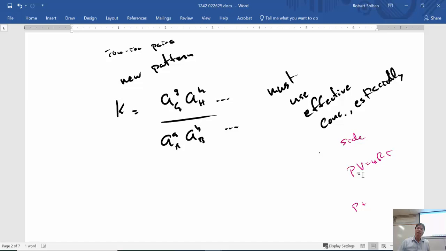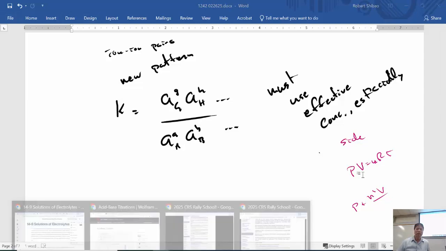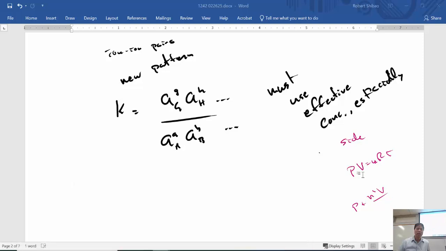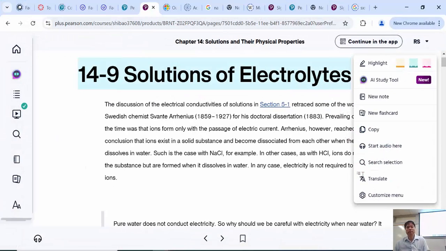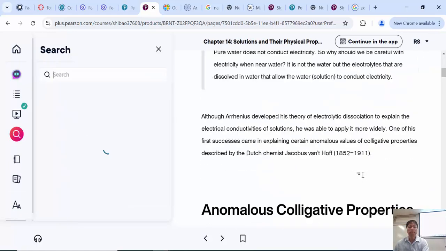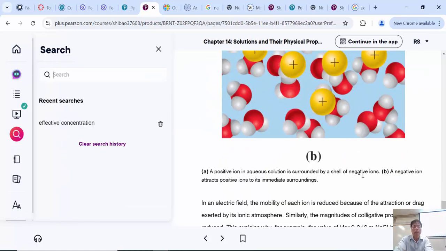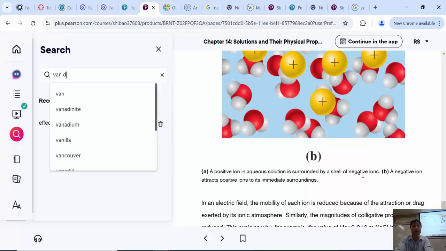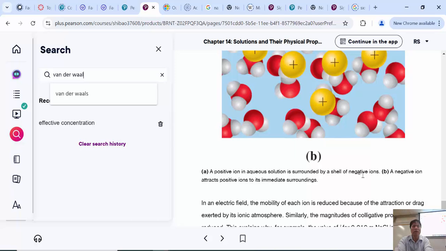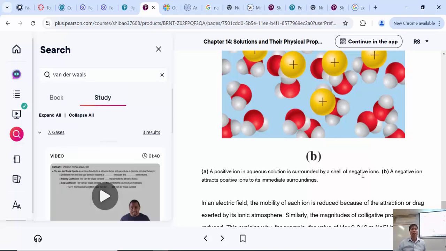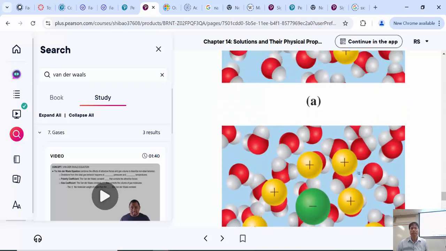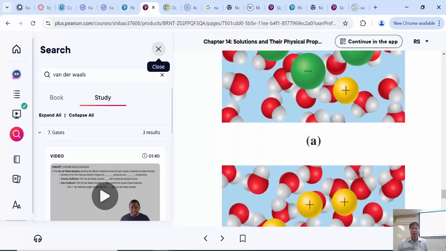It's like P plus, what was it, n squared V over A squared. Actually, I don't have it memorized. I rarely use it. I'm sorry? I have it here. Oh, okay. All right. Well, let me just show in the book. Is it from our book? Why can't I search the textbook?